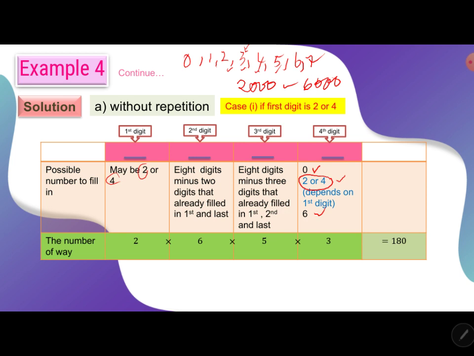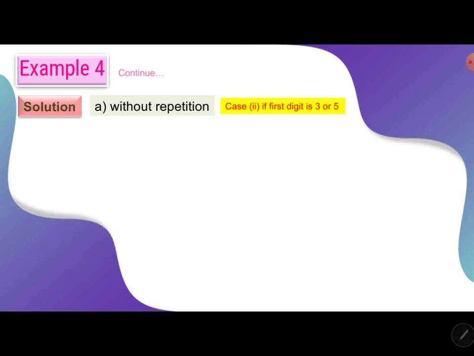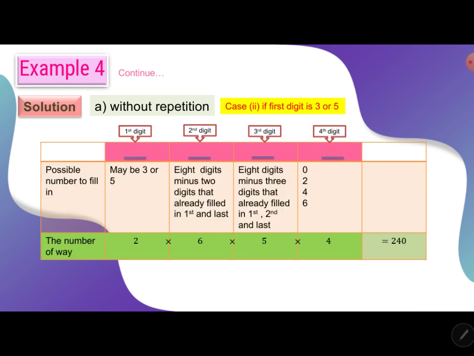This is not the final answer, because we have the second case, where the first digit is 3 or 5. How many choices for the first digit? We have 2 choices, 3 or 5. Then we check the last digit first. The last digit must be even, so it will be 0, 2, 4, 6. We didn't use any of these numbers on the first digit, so 4 choices. And for the second and third digits, it will be 6 and 5, the same as the first case.